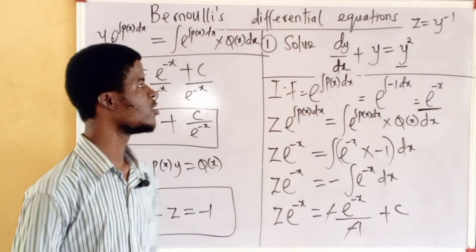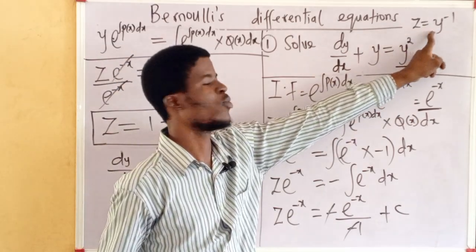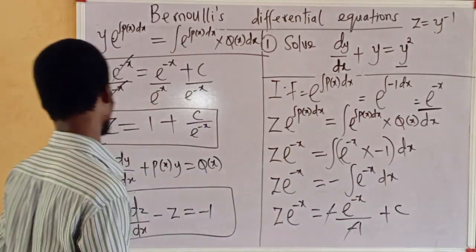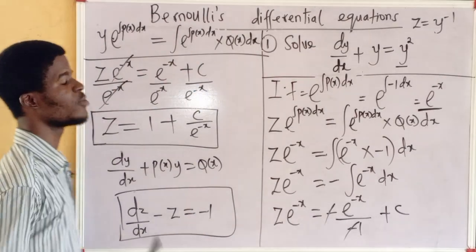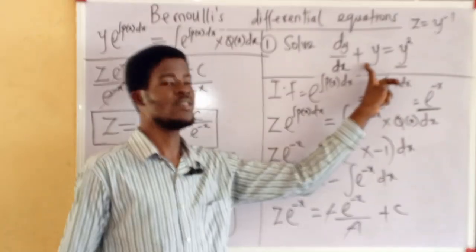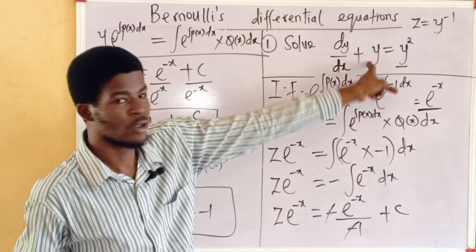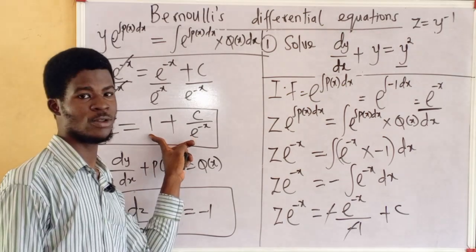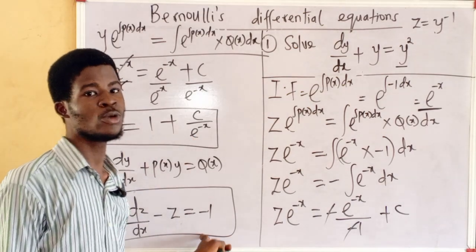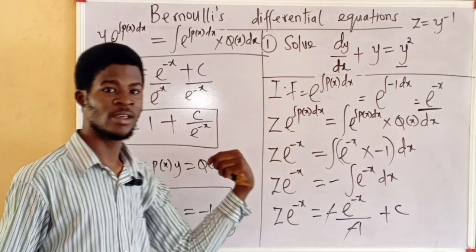So what we are going to do now is make back this substitution, z equal to y to the power minus 1. In place of z now, we are going to write y to the power minus 1, so that we can obtain the general solution to the Bernoulli's equation. Remember, we reduced this Bernoulli's equation to this linear equation, and this is the solution to this linear equation. To get a solution to the Bernoulli's equation, this substitution will be made back again.